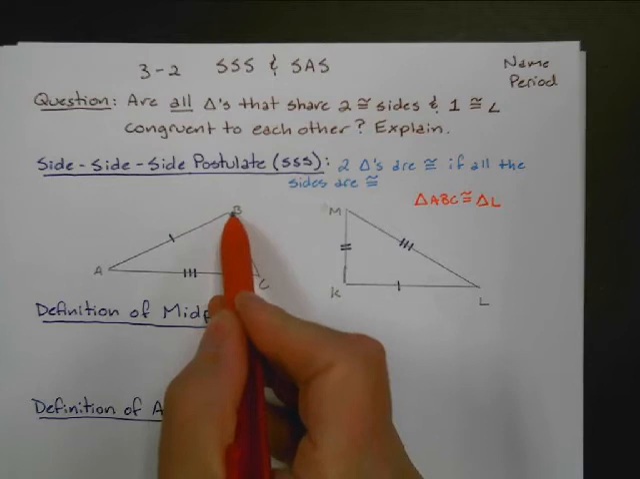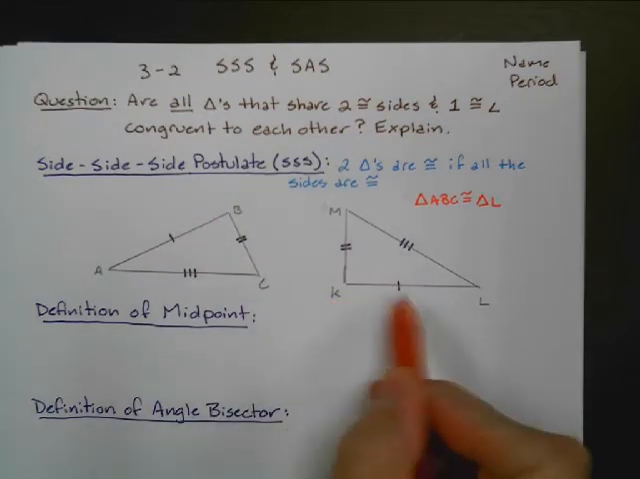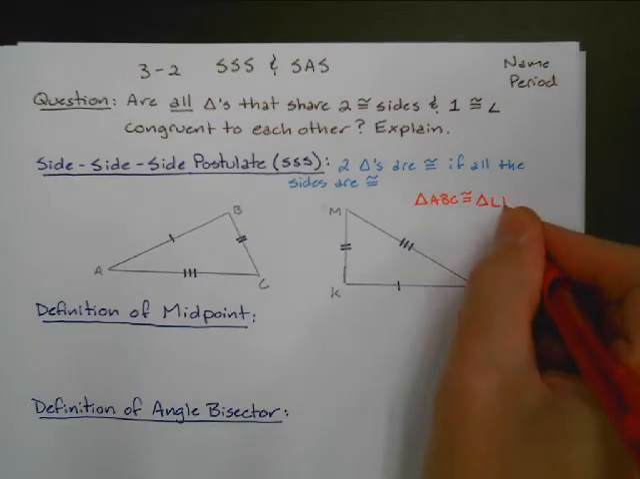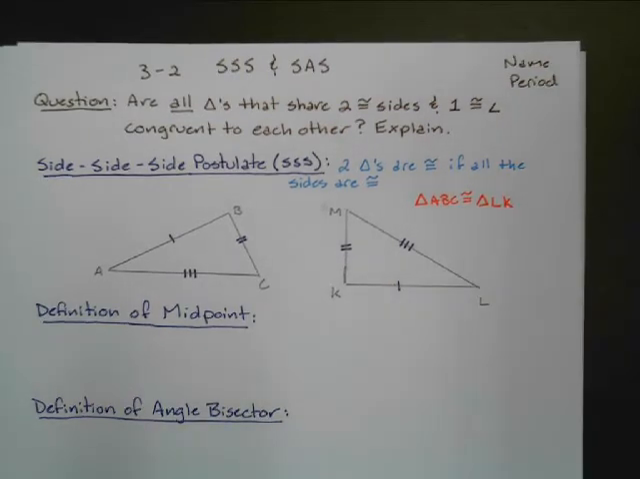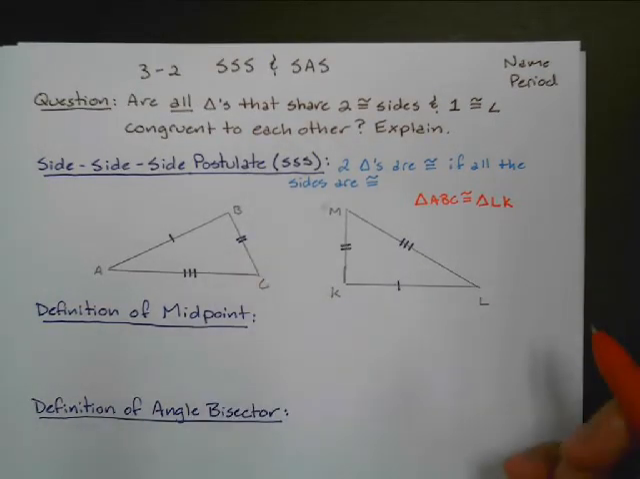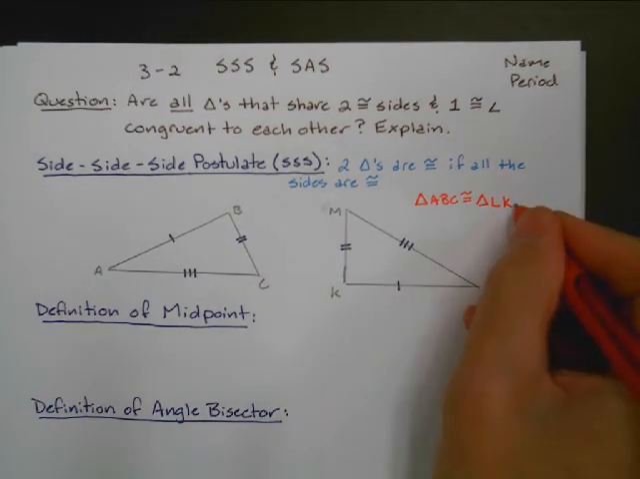B is between 1 tick mark and 2 tick marks. Over here, K is between 1 tick mark and 2 tick marks. So B and K have to correspond to each other. And then finally, C between 2 and 3. And then over here, we've got M between 2 and 3. So LKM. It has to be this order.